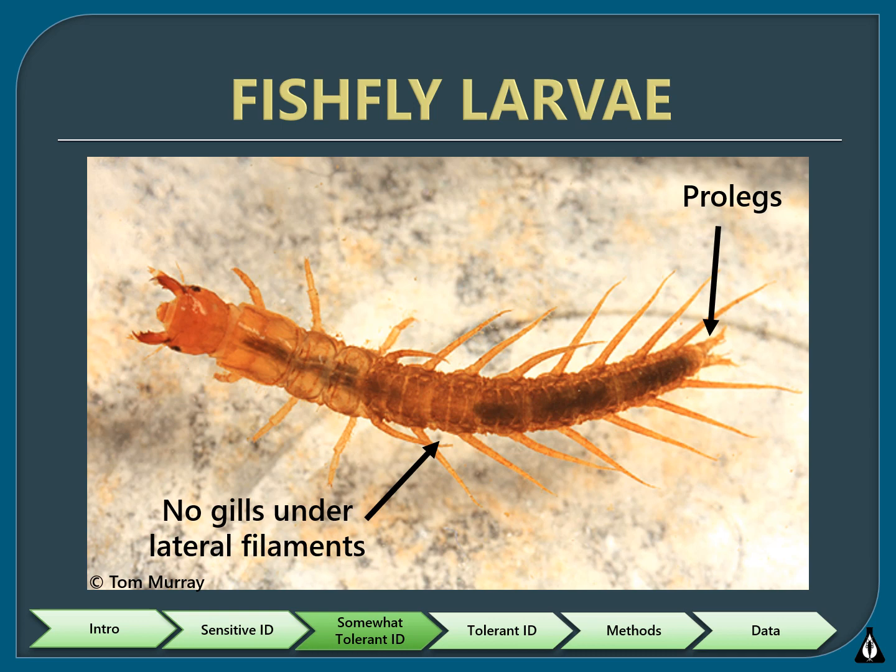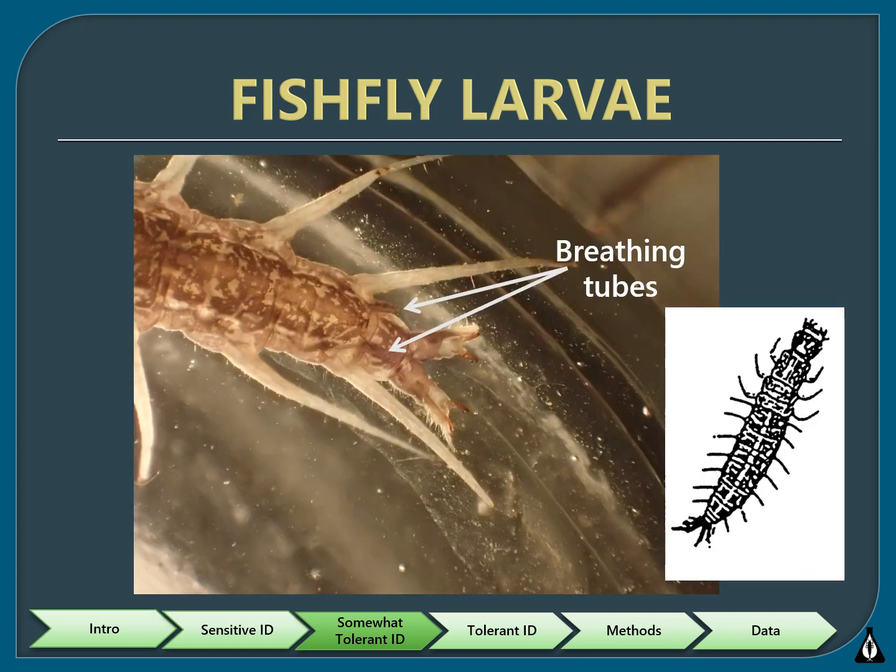This image is a fishfly larva. It looks almost identical to the hellgrammite, except it does not have gills under the lateral filaments. The fishfly is also smaller in relative size than the hellgrammite. But remember, some hellgrammites can be smaller and easily confused with fishfly. The key identifying characteristic is the lack of gills under the lateral filaments. While not used as an identifying feature, breathing tubes may be seen on fishflies under magnification.